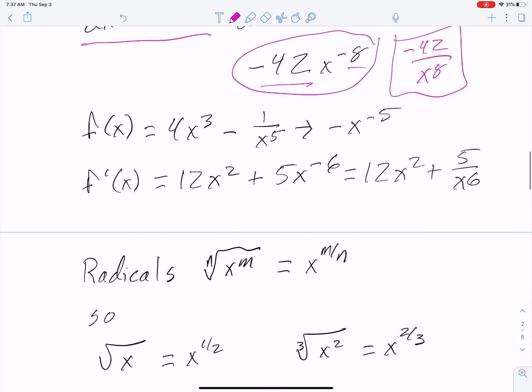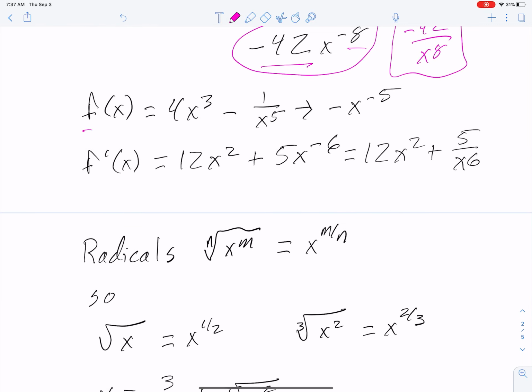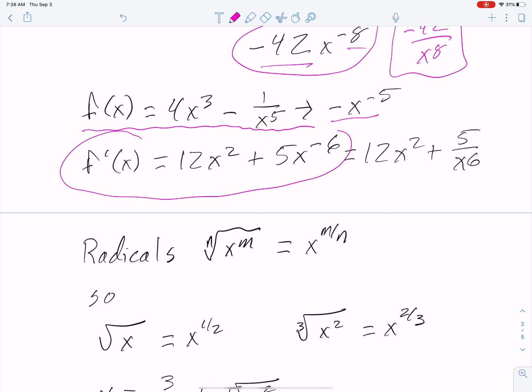And so what we start to typically see is problems like f of x is 4x cubed minus 1 over x to the 5th. I need to rewrite that as minus x to the negative 5th, and now I'm ready to take my derivative. I know my derivative for 4x cubed is 12x squared. My derivative for negative x to the negative 5th: negative 1 times negative 5 gets me positive 5, and negative 5 minus 1 gets me that negative 6. And again, whether you rewrite or leave it with the negative exponent, I end up with my final answer.